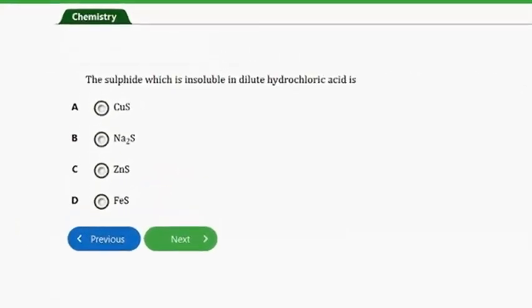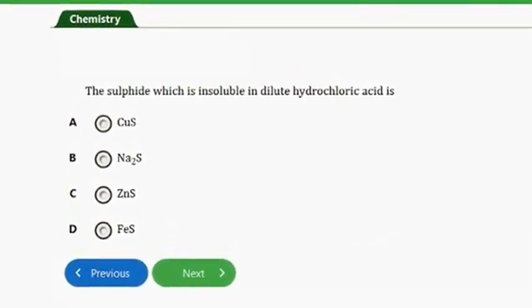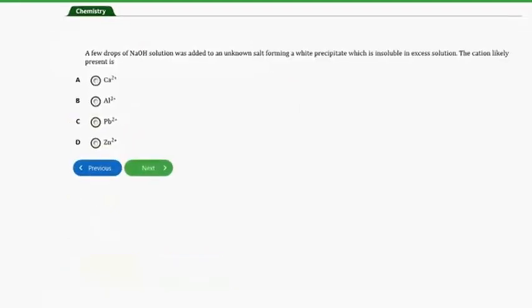Question number 8, it says, the sulfide which is insoluble in dilute hydrochloric acid is A, copper sulfide, B, sodium sulfide, C, zinc sulfide, D, iron sulfide. So guys, the answer to this question is option A, and that's copper sulfide. Copper sulfide is insoluble in dilute hydrochloric acid, and this is due to the fact that copper sulfide is a relatively stable compound and does not readily react with dilute hydrochloric acid to form soluble salts. So let's consider the next question, guys.